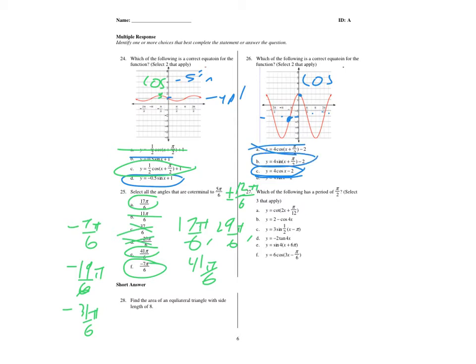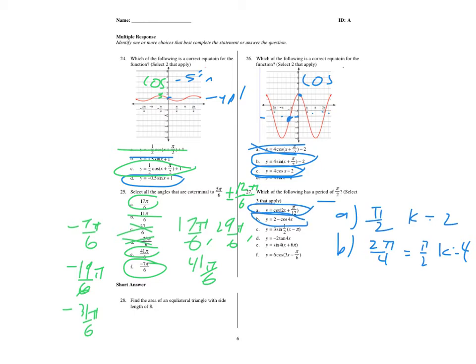All right, next one, which of these has a period of pi over 2? So what we need to know on this one is for tan and cotan, it's actually pi over k. So for A, it's going to be pi over 2, since k is 2. And so that one's good. For B, since it's cosine, it's 2 pi over 4, which is pi over 2, since k is 4. And that's going to be good as well.